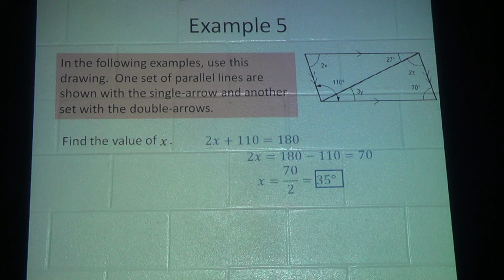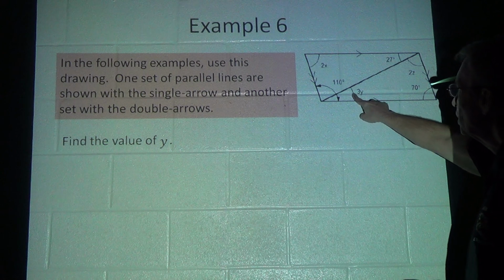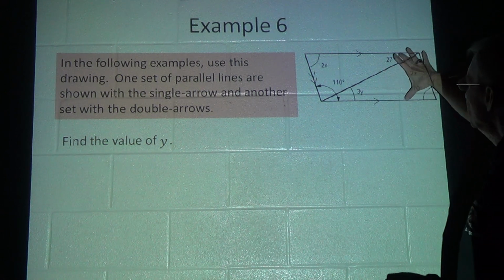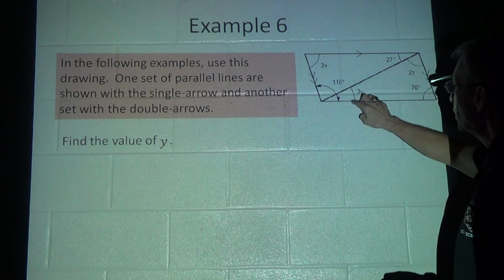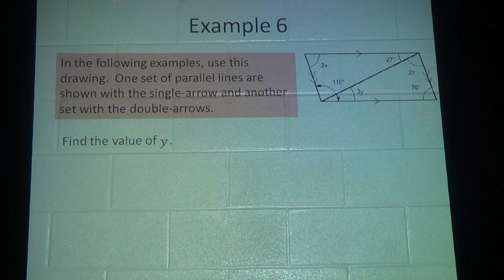Okay, so look at example 6. This time they want us to find the value of y. So y is down here. It's part of this 110 degrees. But because these are parallel lines and this is a transversal, this angle right here is congruent to this 27 degrees up here, which is the alternate interior angles. So this gives us 3y equals 27, which gives us y equals 27 divided by 3, so y equals 9.